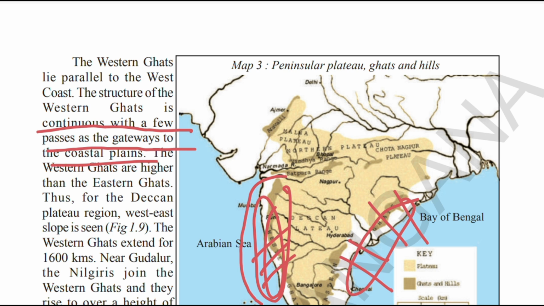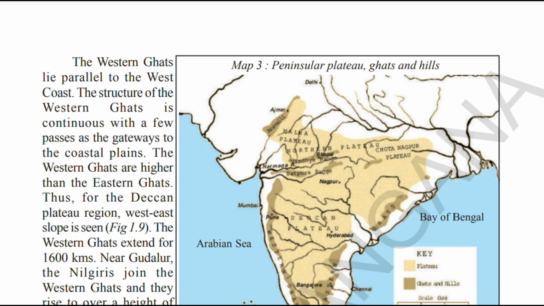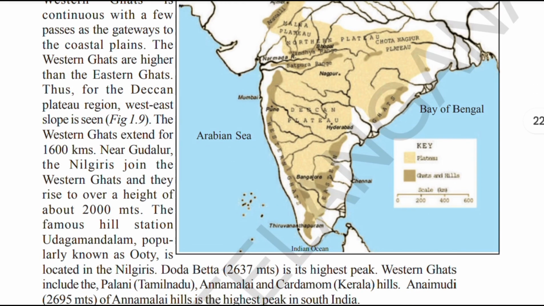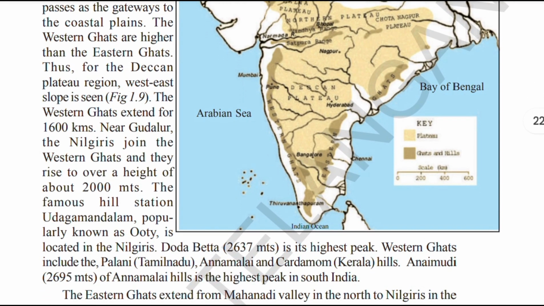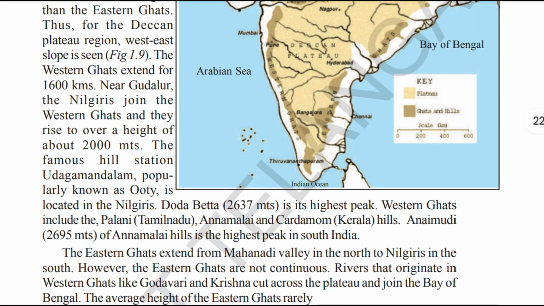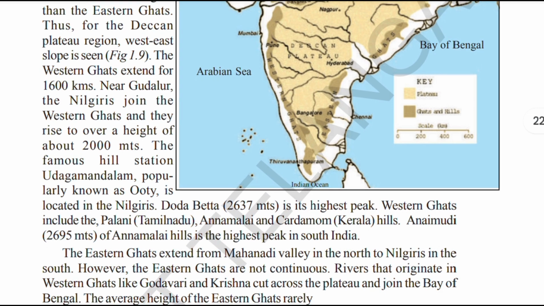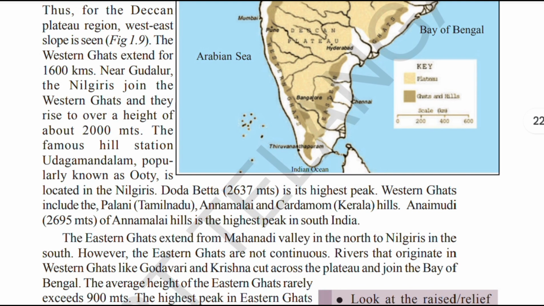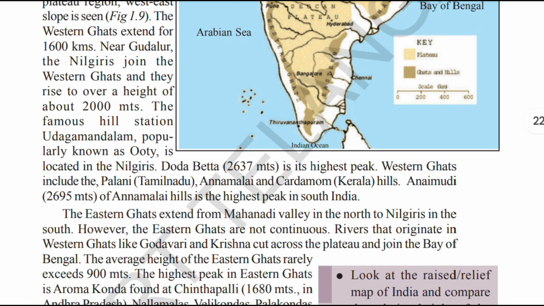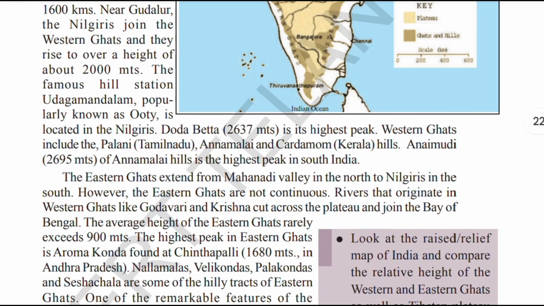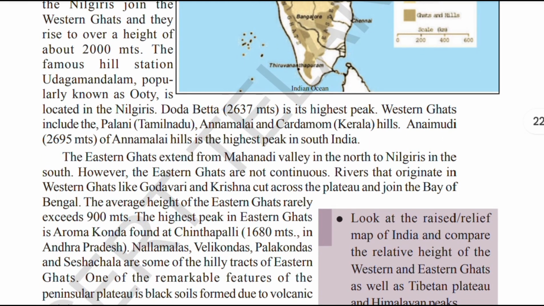So Western Ghats are higher than the Eastern Ghats, as we have come to know about this earlier, and you can figure out from here. Eastern Ghats, thus the Deccan Plateau region westward slope is seen. So you can see here these are tilted somewhat to the side of east. So the average range of Western Ghats is 600 kilometers. The Nilgiri hills join in Western Ghats and they rise to over the height of 2000 meters. The famous hill station Udagamandalam, popularly known as Ooty, is located in the Nilgiris.